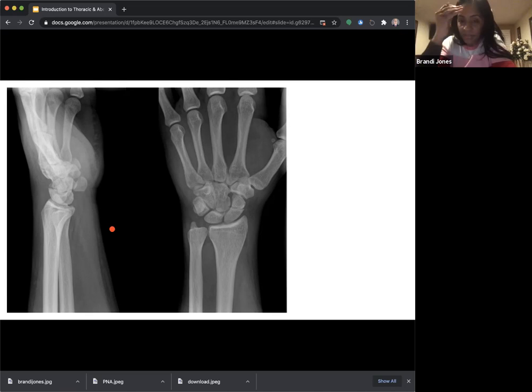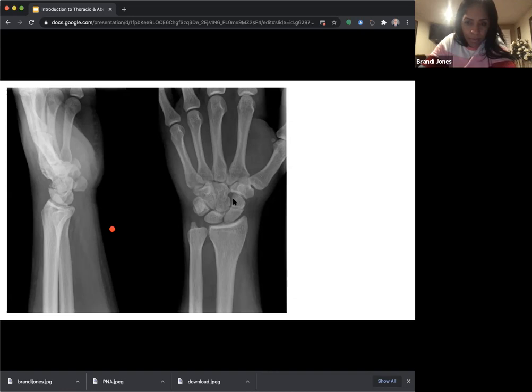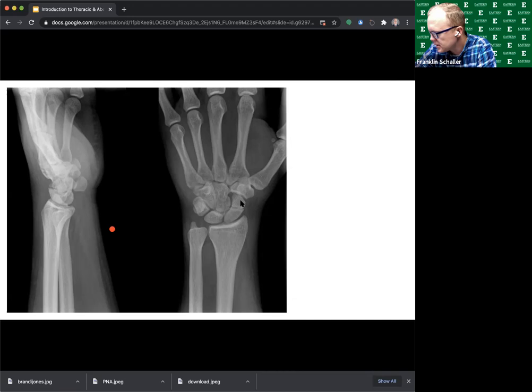So think of this bone right here. Where, yeah. That one's one I need to see, Frank. I'm not sure if this one can see it. That's all right. So this one here, somebody said styloid. That's very close. It's not styloid.